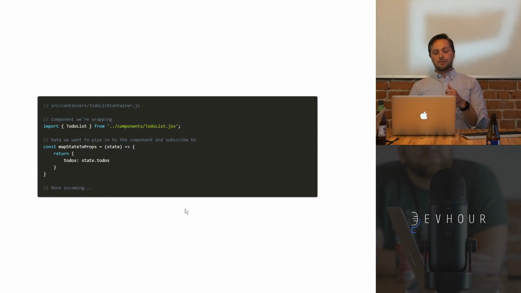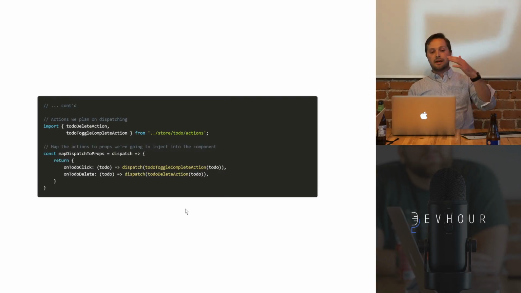So if we were to build a higher order component for our to-do list that was responsible for hydrating the data into it, this is what it would essentially look like. We would import our to-do list component because that's the component we want to affect. The data that we want to end up piping into the component, we're going to use this map state to props function. And we're going to continue walking through this file. It's not finished yet, but this function right here is responsible for mapping a certain part of the data in the data store to the component that we're trying to wrap.